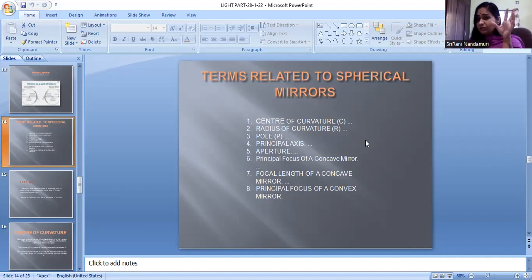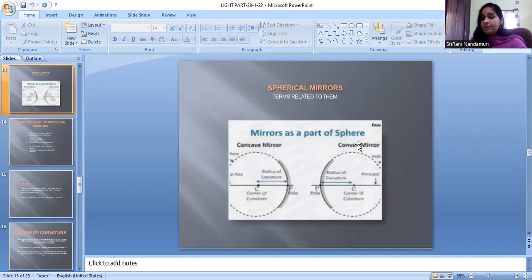Okay, so let me go through the definitions of these. By showing the figure, I will explain. Just remember the images in your mind, so that you can write your definitions very easily if you understand the concept.